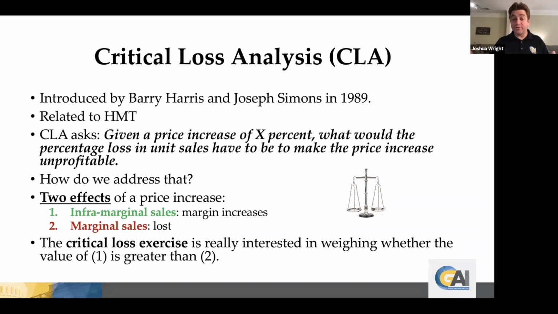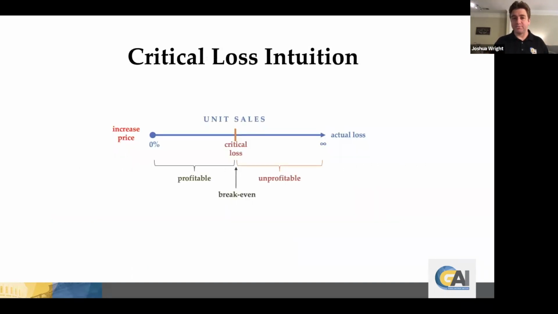Same focus on two effects. What are the benefits of the price increase? Increased margin on the sales I keep. I call those inframarginal sales. What's the loss? I'm going to lose some sales when I increase the price. Demand curves slope downward, right? We're going to switch away. We're going to lose some sales, okay? We're going to see which one of those is bigger. And critical loss, just like HMT, is interested in seeing whether the value of 1, the gains from the price increase, are larger than 2, the losses associated with the price increase.